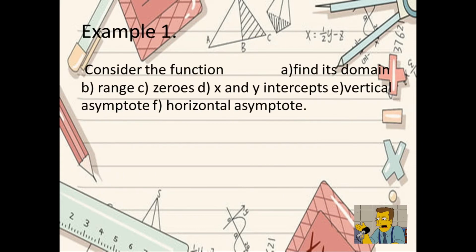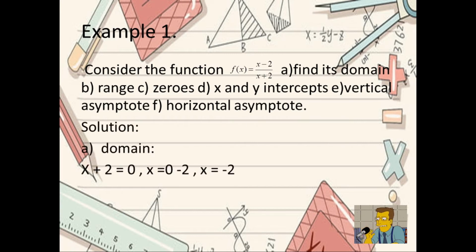Okay, we have example number 1. Consider the function f of x equals x minus 2 over x plus 2. Find its domain, range, zeros, x and y-intercepts, vertical asymptote, and horizontal asymptote.